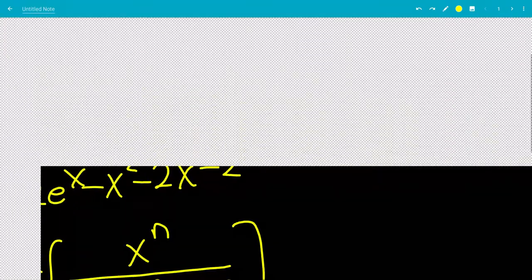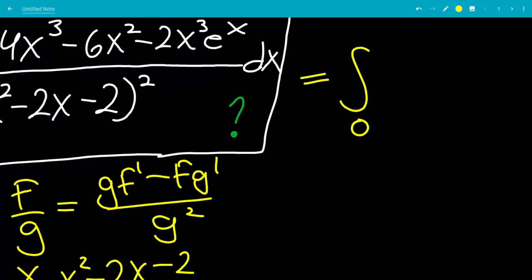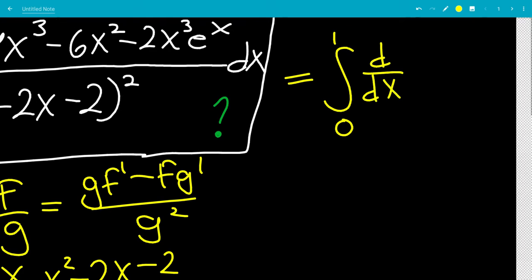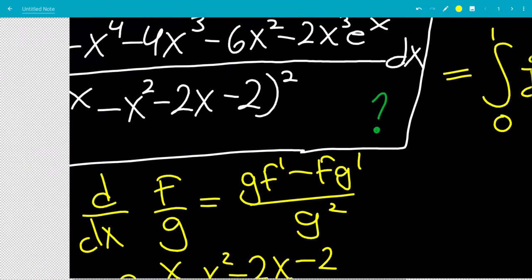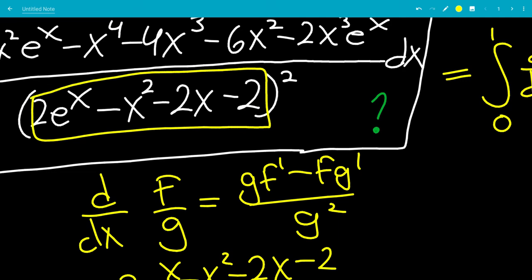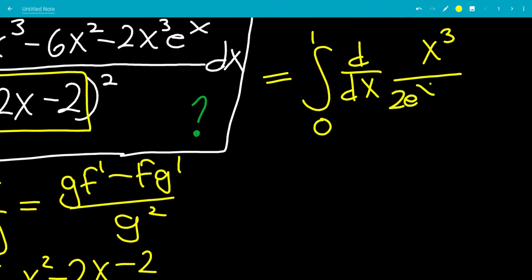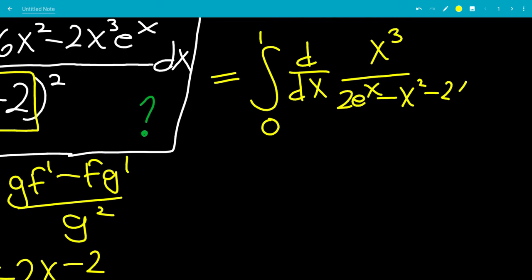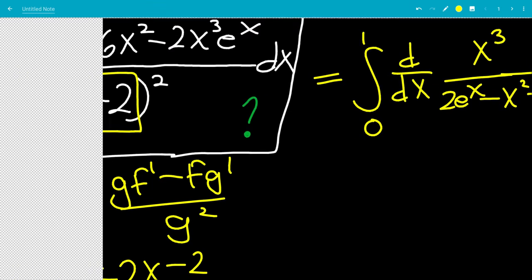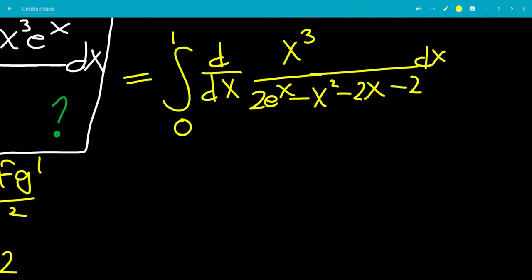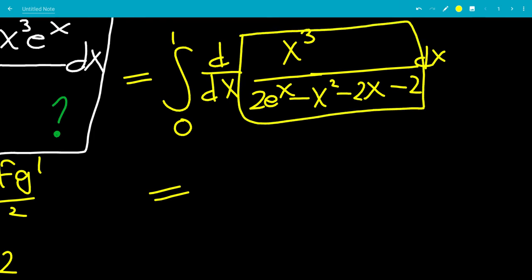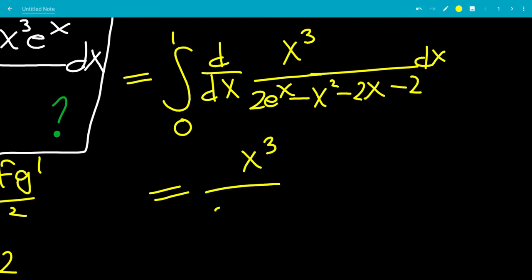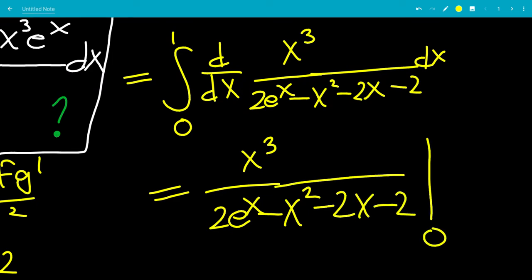So it works. Okay, so this will be the integral from 0 to 1 of the derivative with respect to x of x cubed all over 2e to the x minus x squared minus 2x minus 2, and then dx. Okay, good. The integral of the derivative will be the inside function of the derivative, and then plugging in the top part and then plugging in the bottom part. So this will be x cubed all over 2e to the x minus x squared minus 2x minus 2. Then we're going to plug in from 0 to 1.